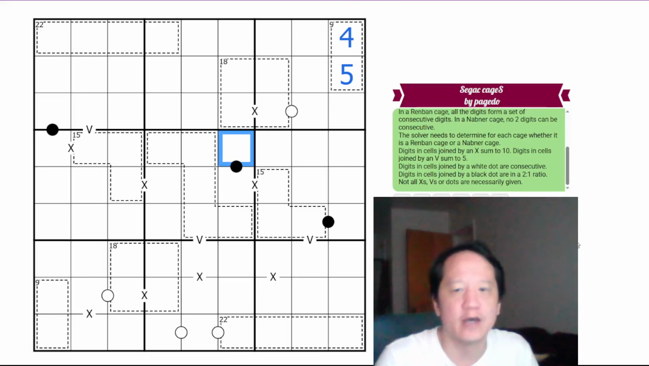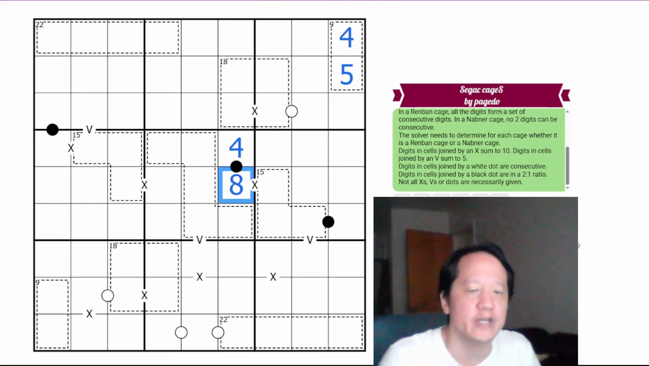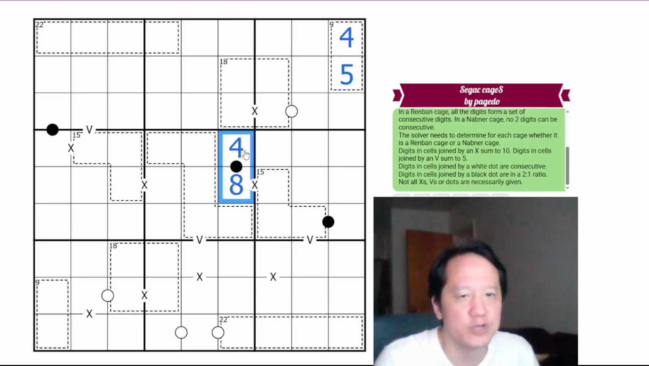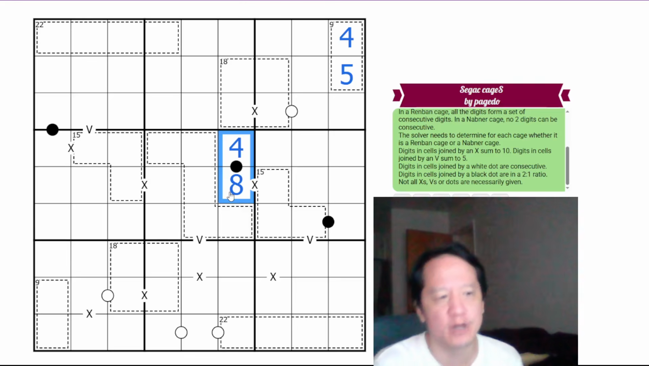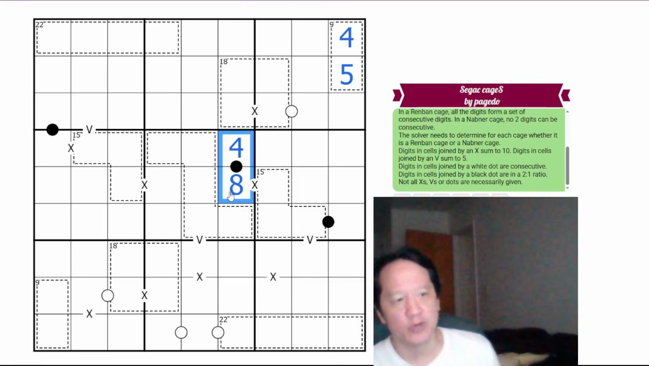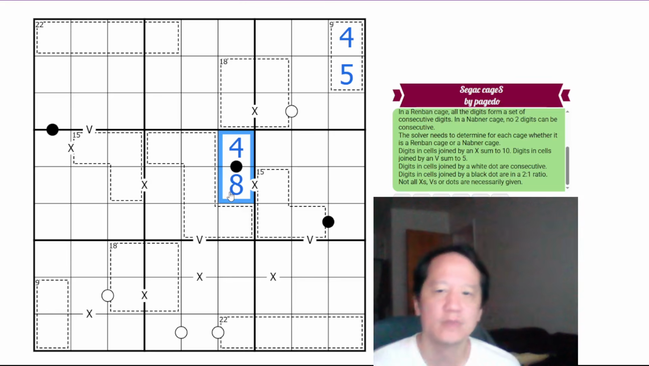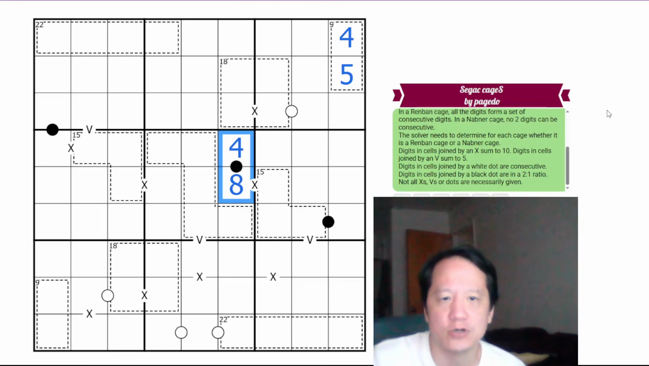And say we had a 4 here, this would have to be 2 or 8 to be in a 1-to-2 ratio with each other because there's a black dot between those. And these are normal black kropki dots and white kropki dots, also normal Xs and Vs. And those are all the rules.